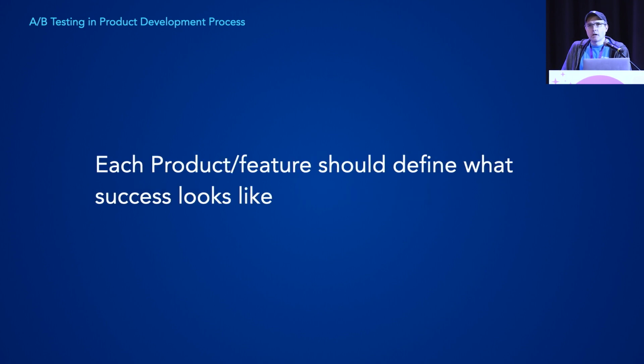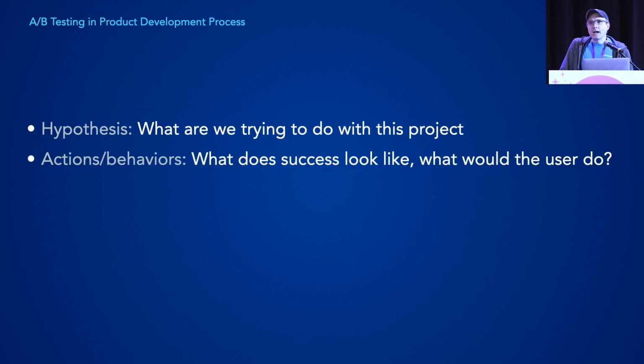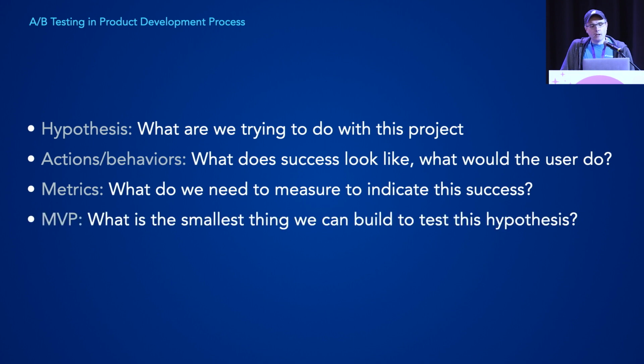And so each product, when you come up with the ideation for it, should define what success looks like for this. What are you trying to do? What are the actions that a user would do to demonstrate that hypothesis? What are the metrics that you would need to show that would prove that action? And then what is the smallest thing we can build to see if we're correct or incorrect with that assumption?